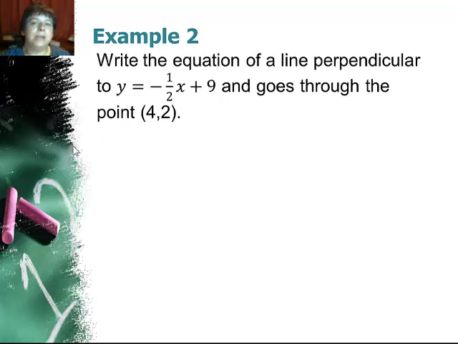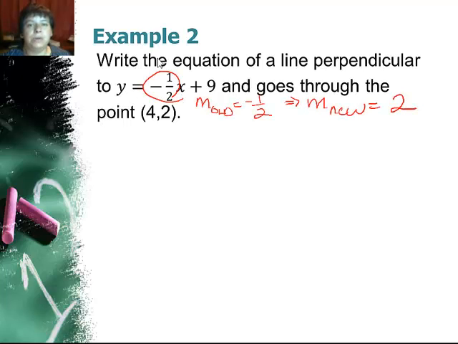So let's look at example 2. Write the equation of a line perpendicular to y equals negative 1/2 x plus 9, that goes through the point 4, 2. So the first thing to notice is the slope is negative 1/2. That's the old slope. Because this is perpendicular, we need to do the negative reciprocal, which means change the sign and flip it. So if I flip 1/2, that's 2 over 1, or just 2. Since it's negative in the old slope, it's positive in the new one.